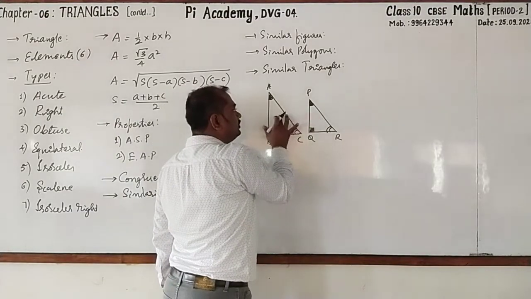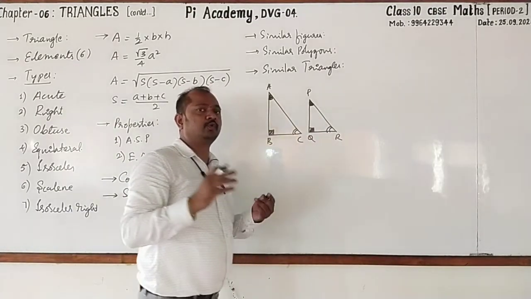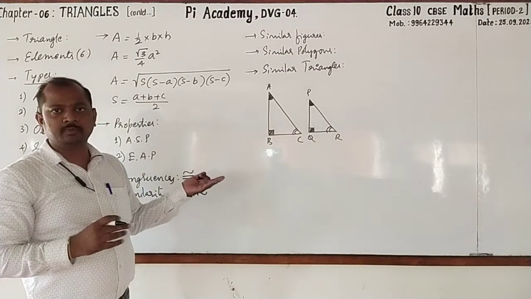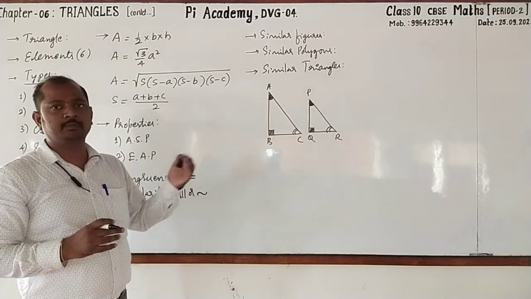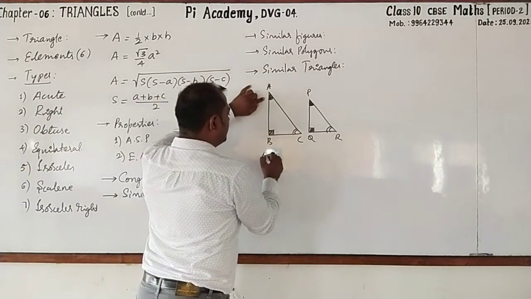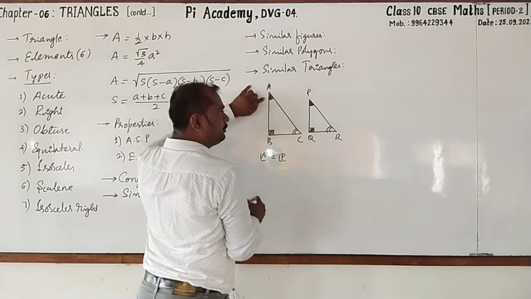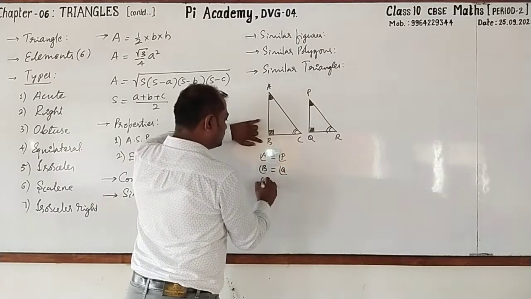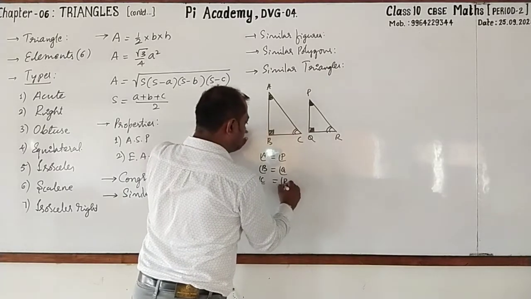Assume that these two triangles are similar. If two triangles are similar, we know that the corresponding angles will be equal and the corresponding sides will be in the same ratio. Then how do you write that? Here, angle A equal to angle P. Then angle B equal to angle Q. Then angle C is equal to angle R.